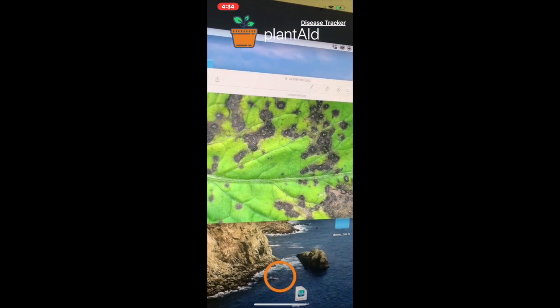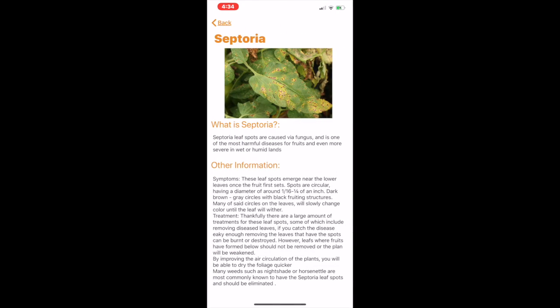Now if we go back and look at another common plant disease, septoria, we can simply scan this and get the information required. We provide a lot of information, such as the definition, symptoms, and common treatments, so the farmers can shut down diseases before they root themselves onto the farm.